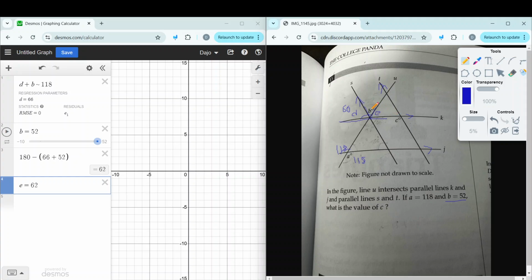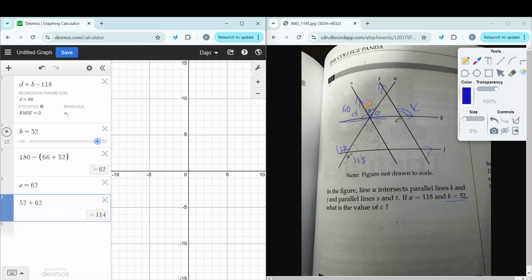And we're looking for C. Like we said before, if we figure out what this angle is right here, we can figure out what C is. Because S and T are also parallel lines, we can use the corresponding angles theorem again. Whatever B plus E is will be equal to this angle right here, and whatever this angle is equal to will be equal to C because they're vertical angles. If we add B plus E, B being 52 and E being 62, that's 114.